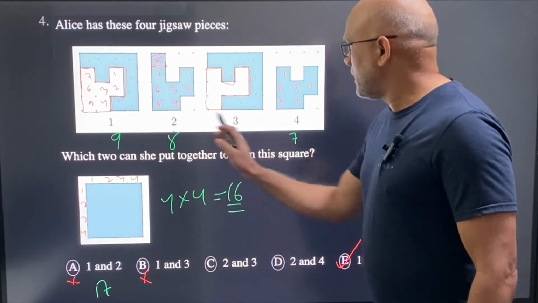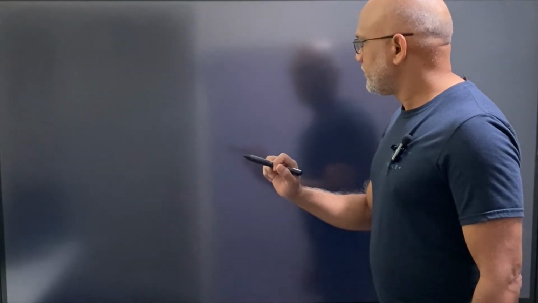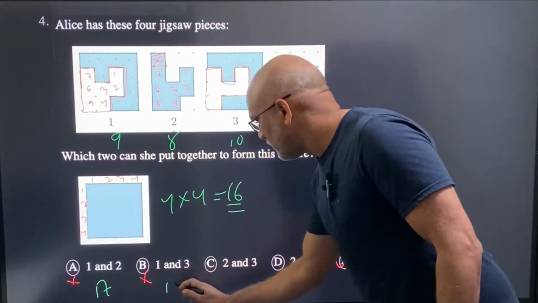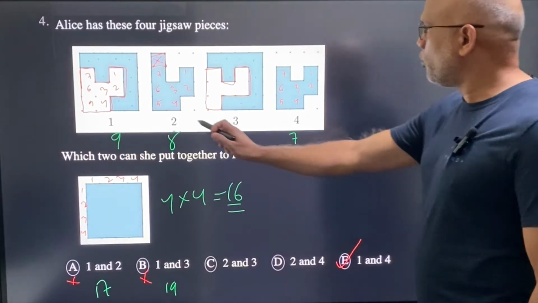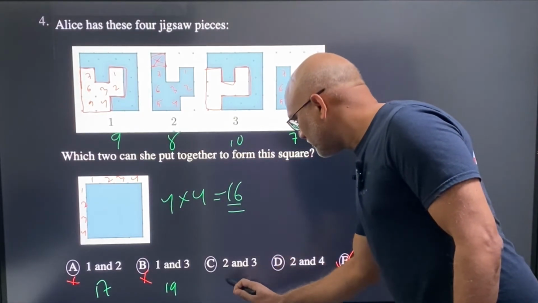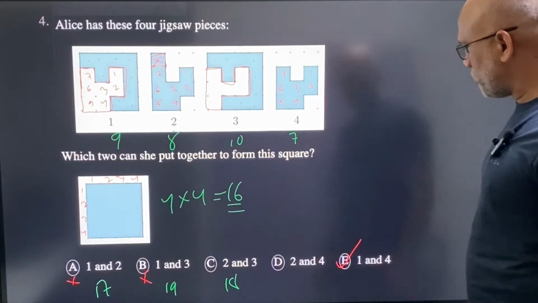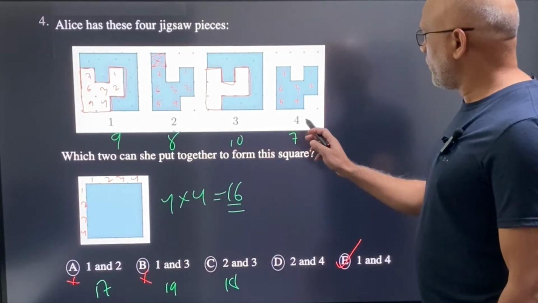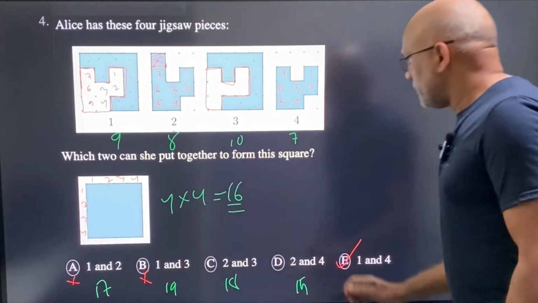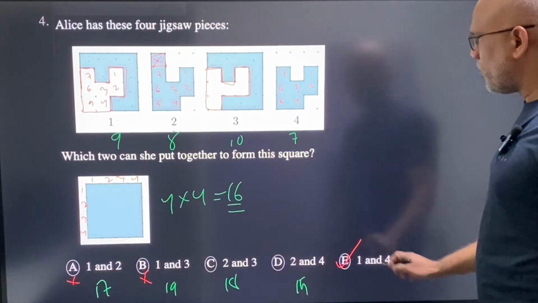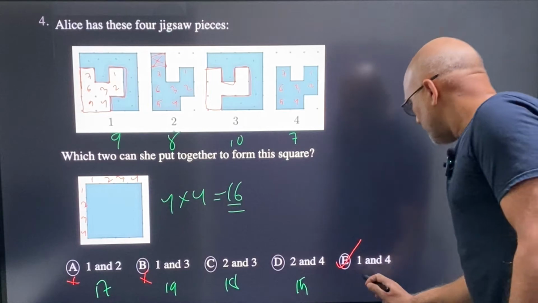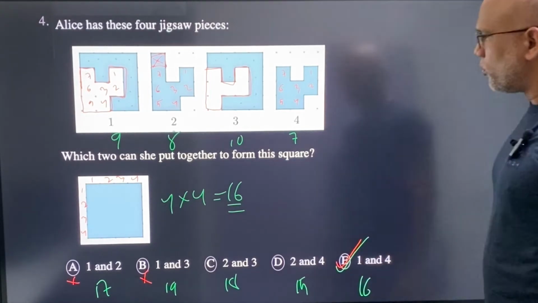1 and 3, 9 plus 10 is 19. So definitely that is not going to work. 2 and 3 is 10 plus 8 is 18, but we need 16. That is not going to work. 2 and 4 is 8 plus 7 is 15, but we need 16. So that is not going to work. 1 and 4, 9 plus 7 is 16. Right? So this is going to work.